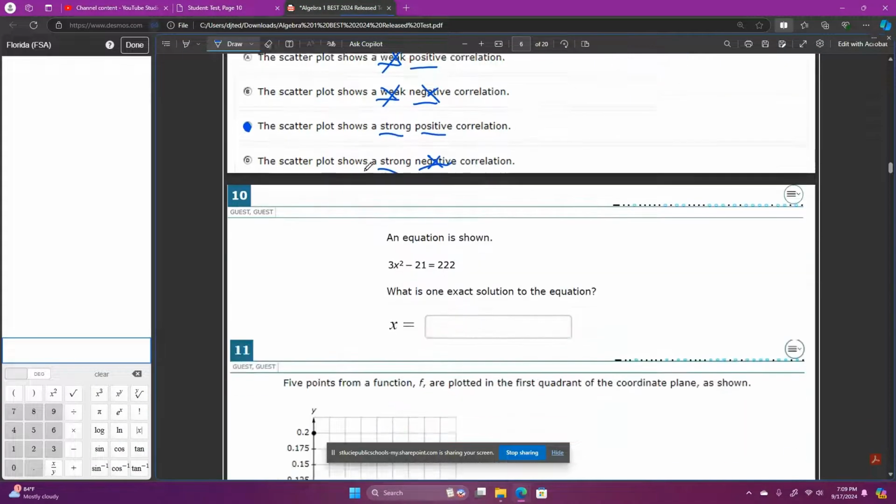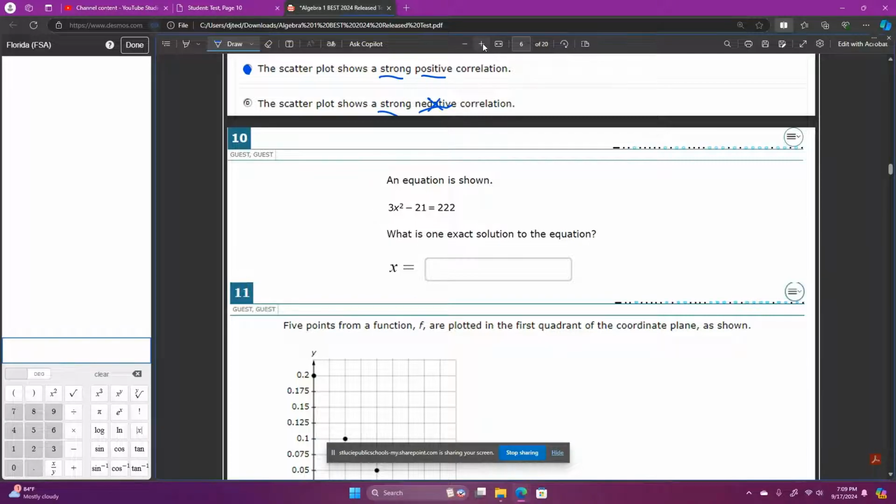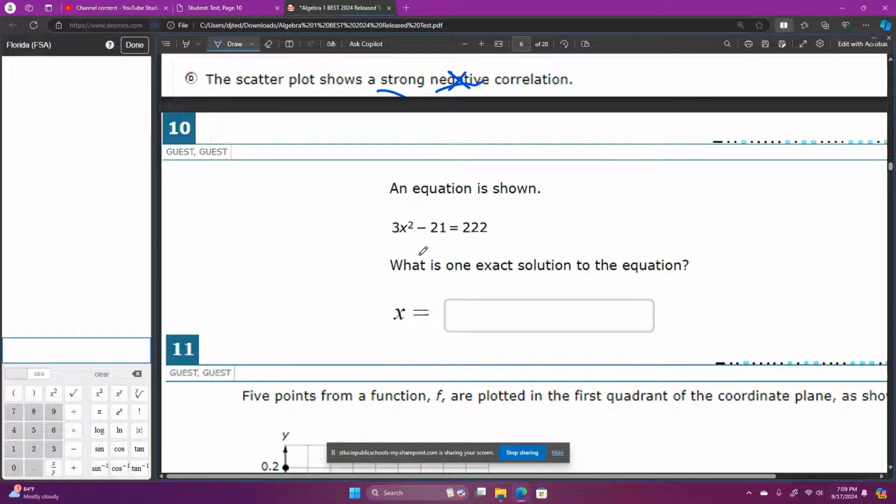And then question number 10 says an equation is shown. What is one exact solution to the equation? And so I'm going to rewrite it first of all. 3x squared minus 21 equals 222. And we do want to do one of Algebra's greatest hits. We want to solve for the x, right? You get the x only by itself. How do you do that?